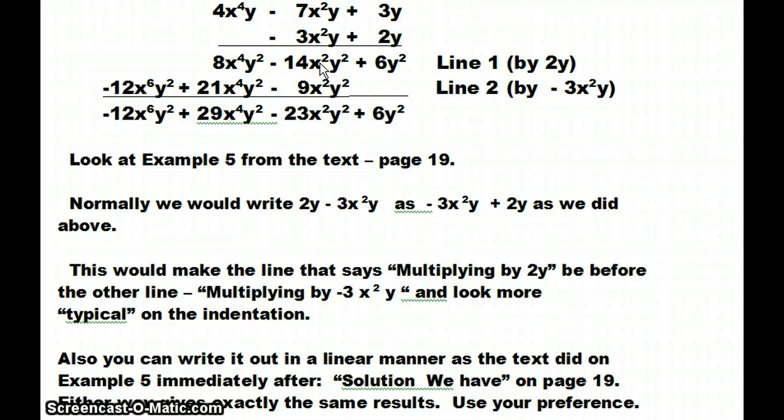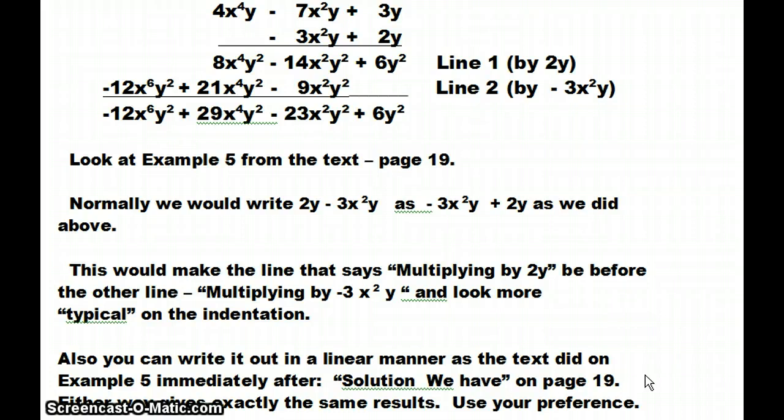Also, if you take a look in the textbook on page 19, you'll see the same problem that we have here in example 5 written out in a linear manner. It's written out immediately after it says solution on page 19. Some of you may have had this in algebra class before, where you had to write it out in a linear fashion going all the way across your page. I know that I did when I was in high school.